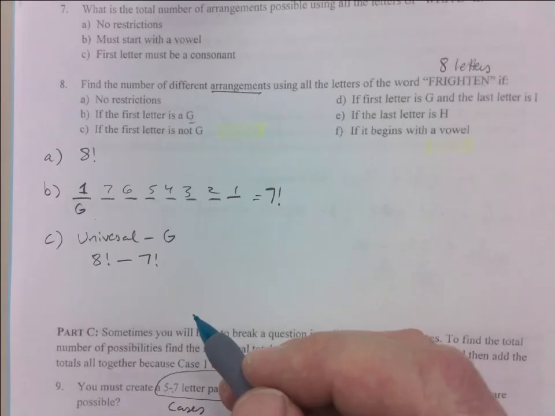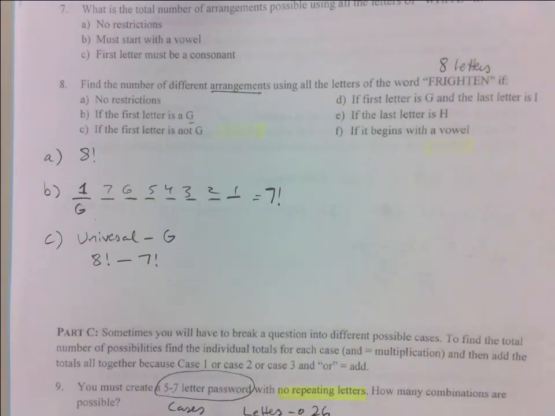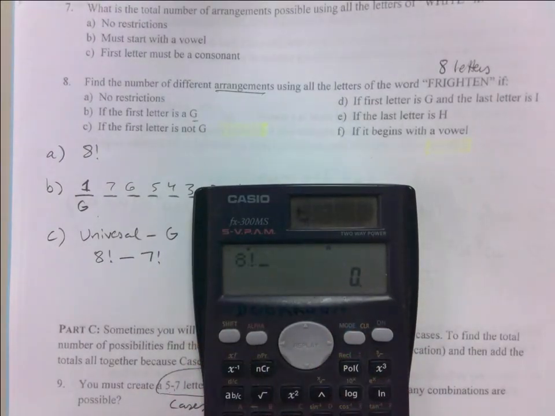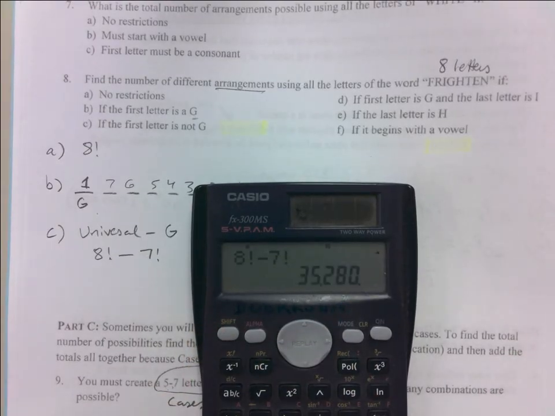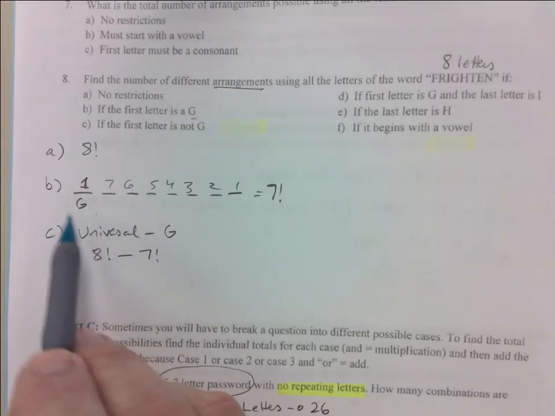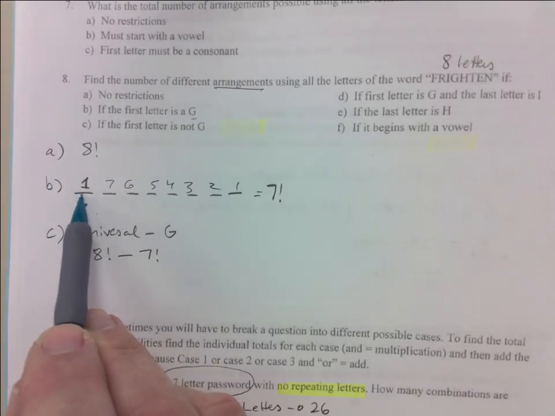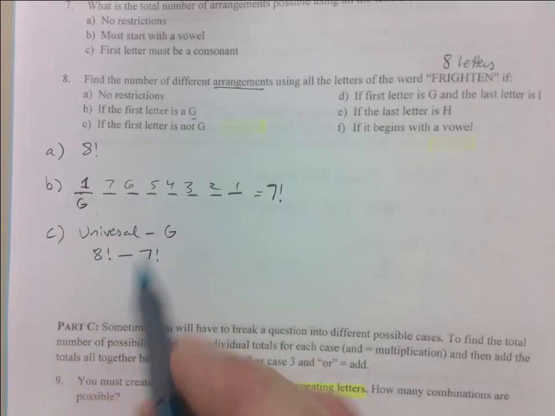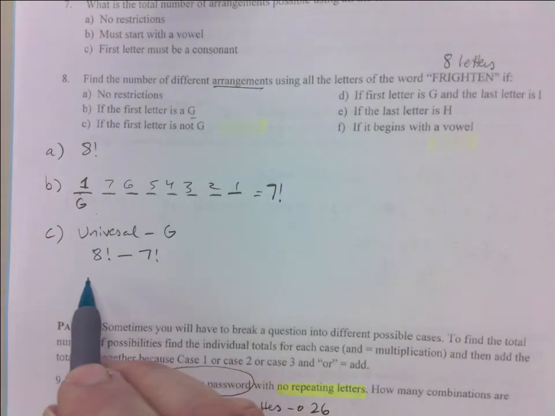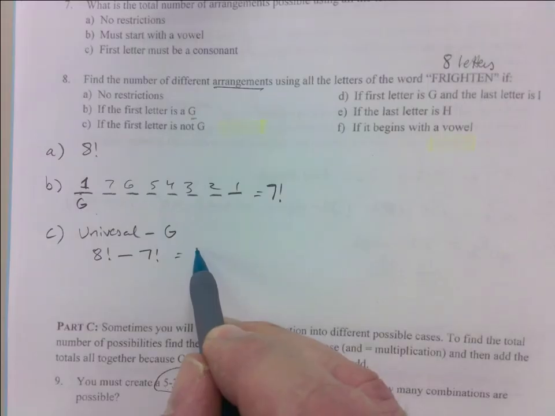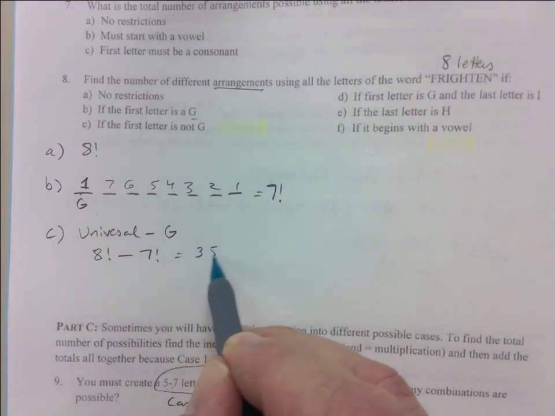Wait, I did it differently, right? Do I get the same answer? I'm cheating a little bit. I'm using the other calculator. It's so much faster. We get the same answer. I know my key, I went not G, so I went 7. There's 7 options. And then fill up the rest, you can bring G back. So you get 35,280.